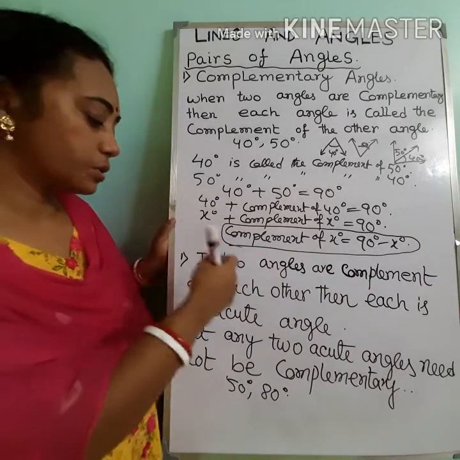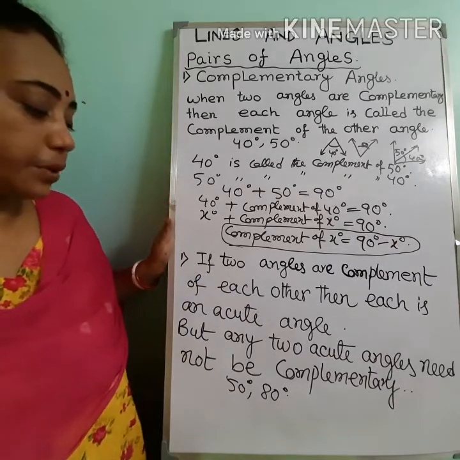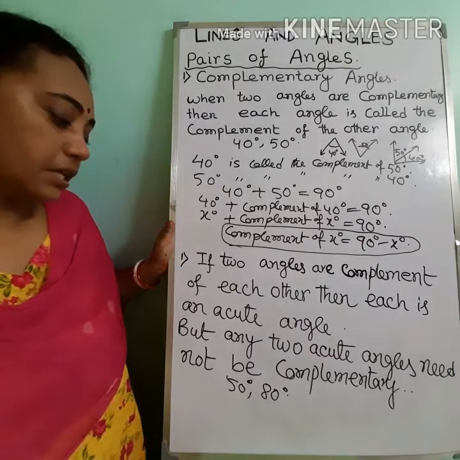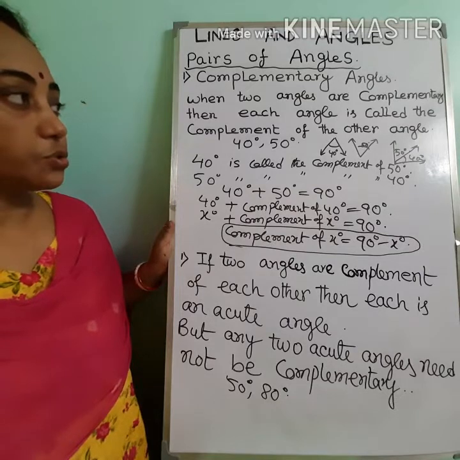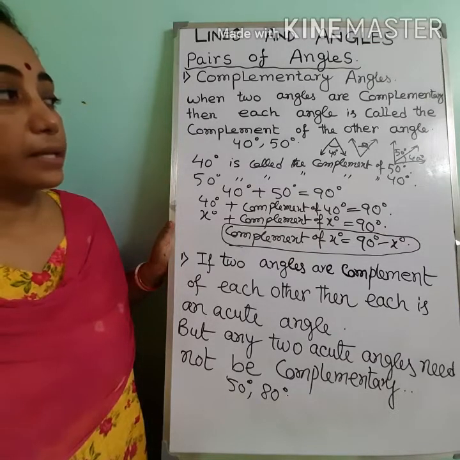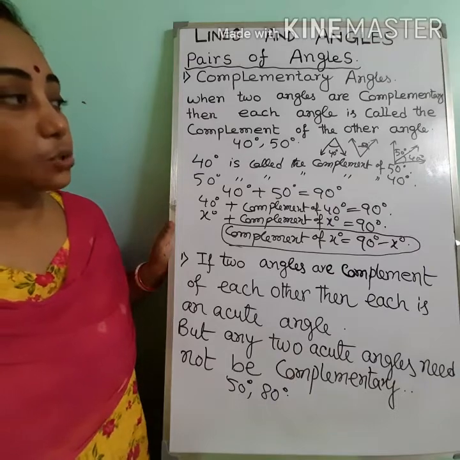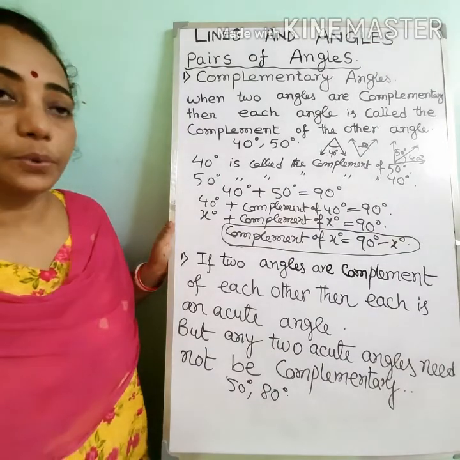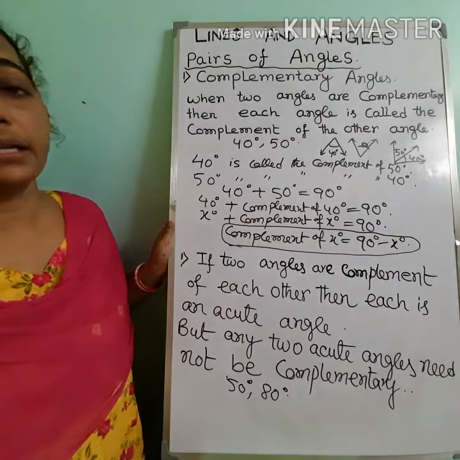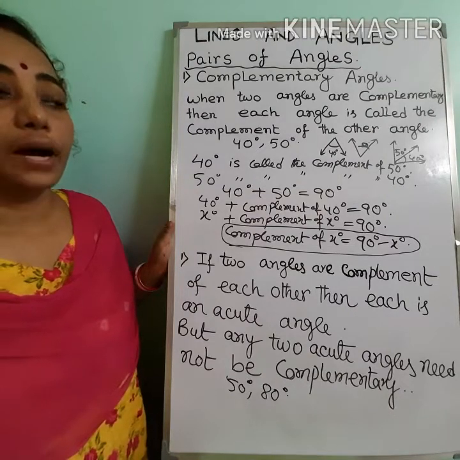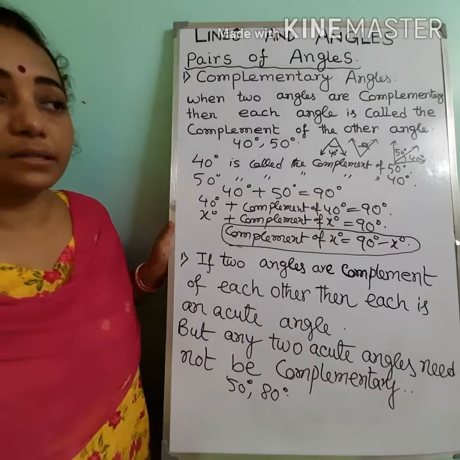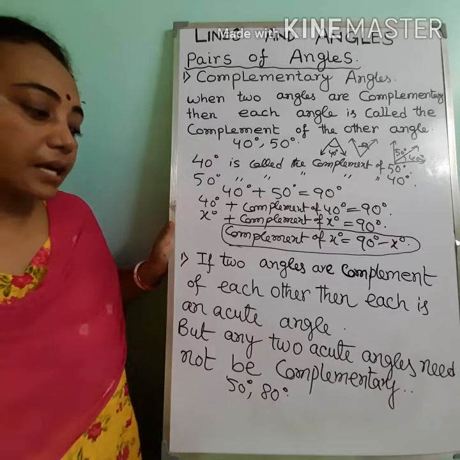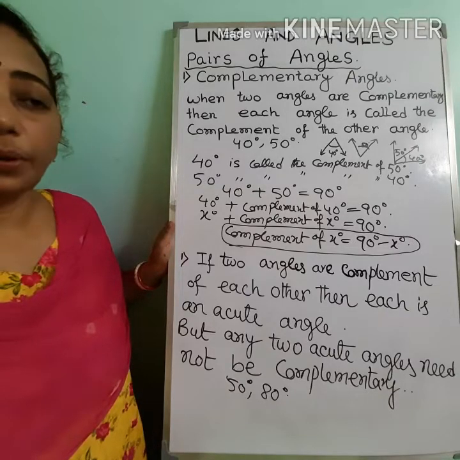Now there are some important properties related to complementary angles. If two angles are complements of each other, then each is an acute angle. This is true because when we add two angles and the sum is 90 degrees, they must both be acute. Obtuse angles are more than 90 degrees and less than 180 degrees, so the sum of two obtuse angles will always be greater than 90 degrees. So two obtuse angles cannot be complements of each other.